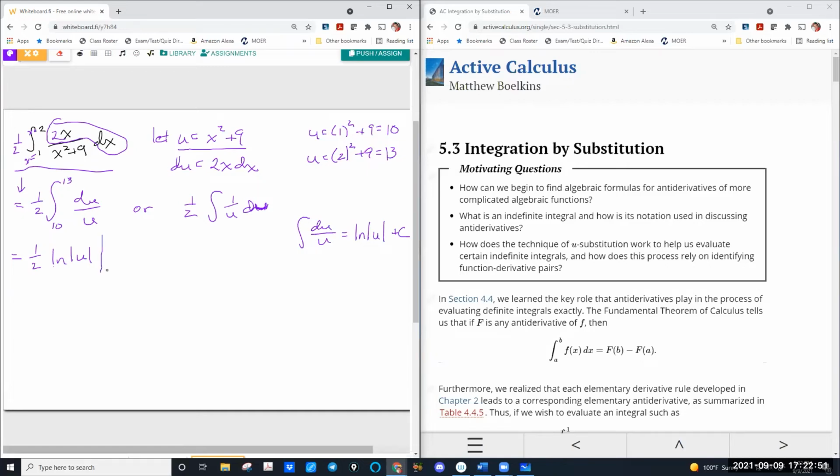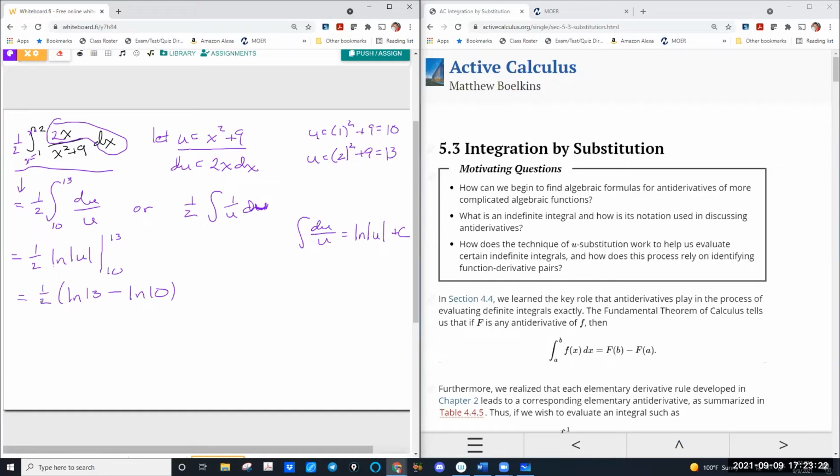And then we have to put in our limits. So we put a line behind. This is just a little review of this notation. Notice the integral symbol turned into a line behind. This tells the reader that the antiderivative has been taken, but the limits haven't been plugged in yet. So we have 1/2 times the upper limit, so ln of 13 minus ln of 10.